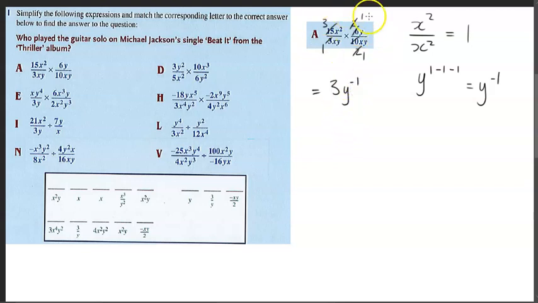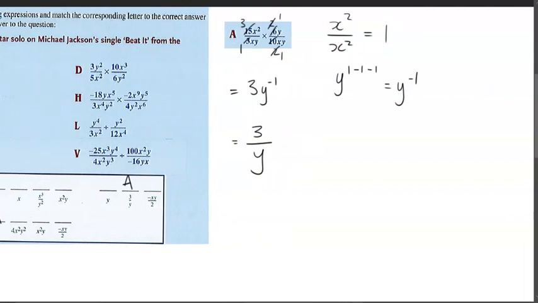Okay. So all this jargon here just simplifies down to 3y to the negative 1, but that's not what we want. We want this as a positive index. So 3 over y to the 1, which is just 3 over y. So whenever I see a 3 over y, I'm going to put the letter A. Now, I'm not going to solve for all of this. I'm just going to do a handful of examples.